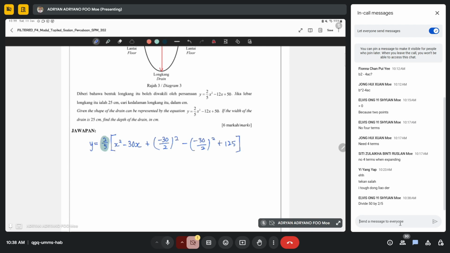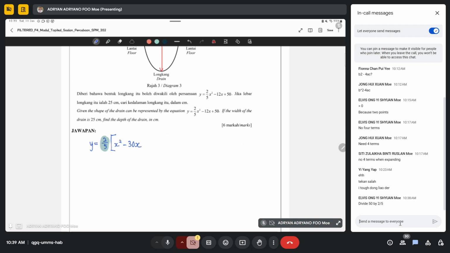Divide 50 by 2 per 5, yes. Because we need to factorize out the 前面那个号码，那个2 per 5一定要抽出来先。当你要做 completing the square，你的 x square 的 partner 一定要是1，cannot be other number. So we have to take out the 2 per 5 first. Okay? Or if say, let's say lah, this step too fast, right?